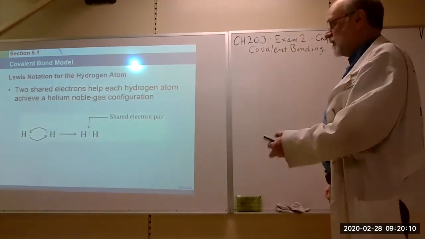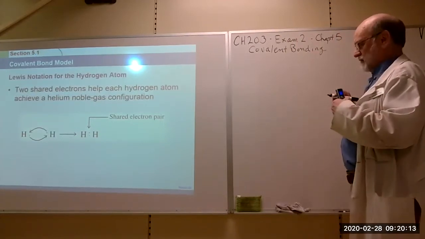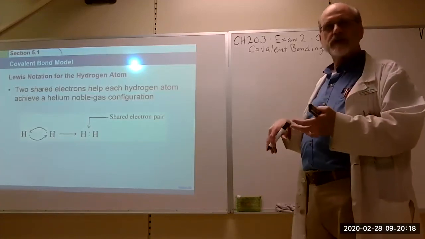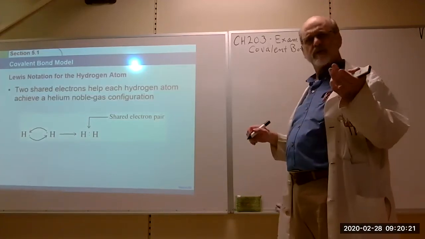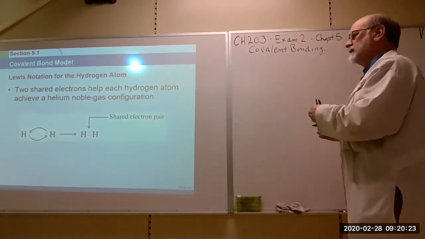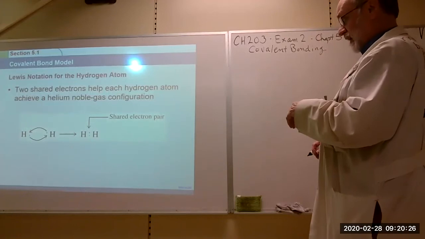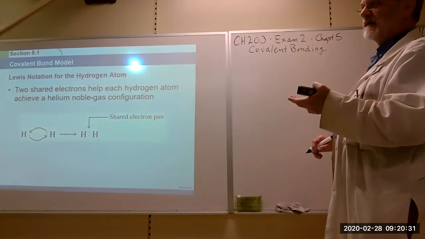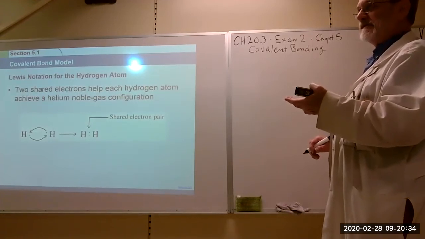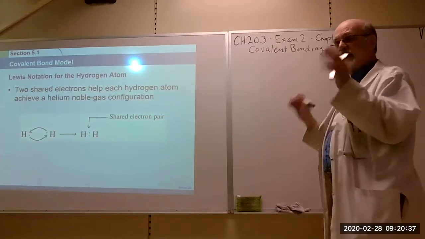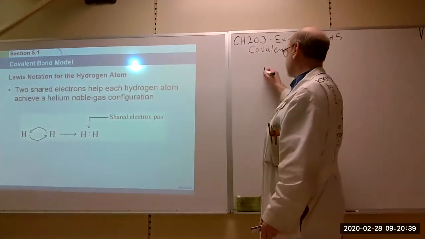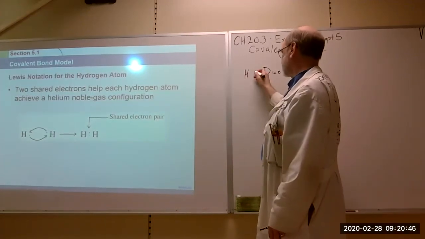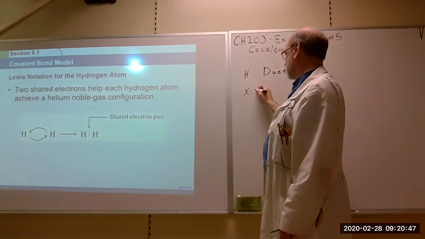Okay, so the use of dots is called Lewis dot notation. Okay, did we go over that already? Okay. And for hydrogen, actually hydrogen is the only one where we have two dots, and that's it. It satisfies the duet. That's for hydrogen only. Everybody else is the octet.